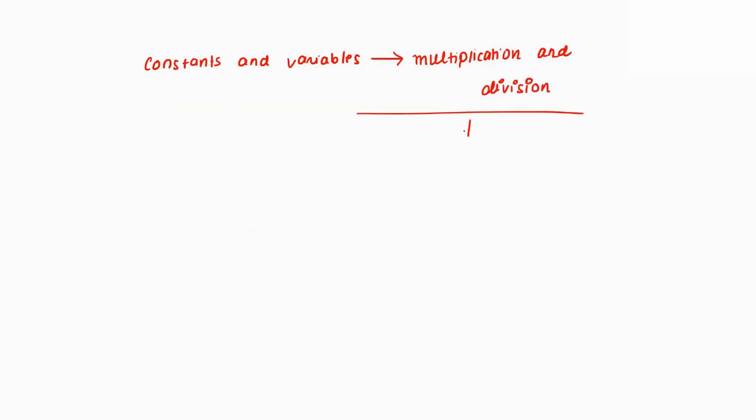So when constants and variables are attached to each other by multiplication and division, or when there is a relationship of multiplication and division between them, what do we get? We get a term. So what is a term?